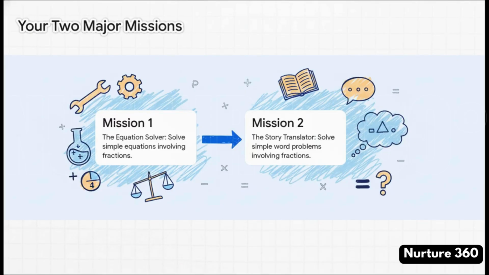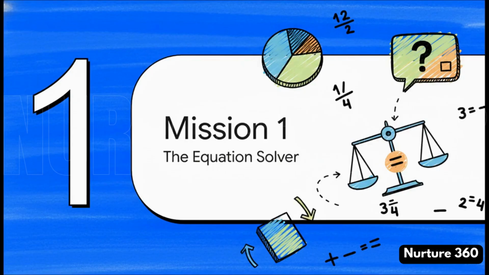Okay, so here's our game plan. To really conquer this, we've got two big missions ahead of us. First, we're going to become code crackers. That's where we learn the mechanics, how to actually solve the equation. Then we'll become story translators, which is where we take real-world problems and turn them into those very same math puzzles we just learned how to solve. Ready? Let's get right into it.